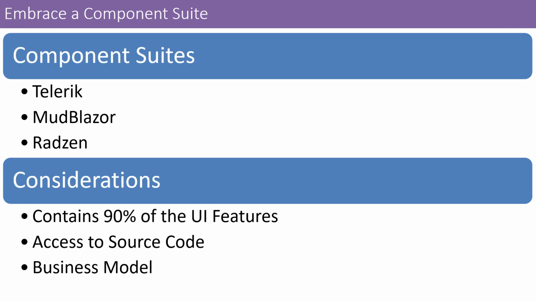So when it comes to embracing a component suite, there are a good number of component suites out there. I chose a spectrum of them. So where you have Telerik, I could also choose DevExpress, Syncfusion, some of these other paid components. Blazor is a very popular open source library. Then Radzen is one that's open source as well, and it's one that I prefer. And the different considerations are more along the lines of, does it cover 90% of the UI features that you need, and also access to source code and business model are important here as well.